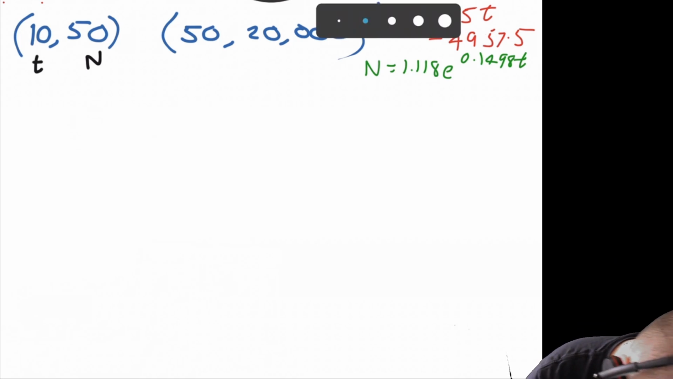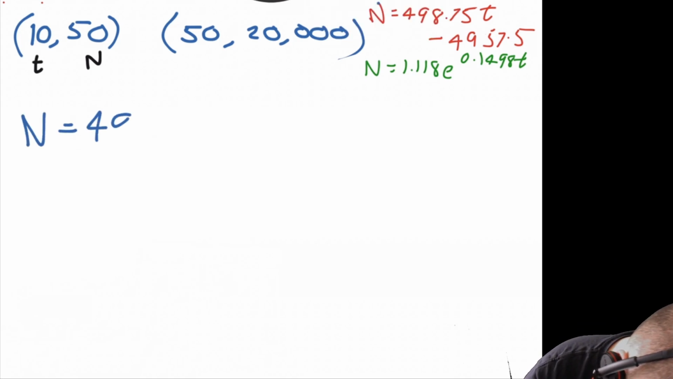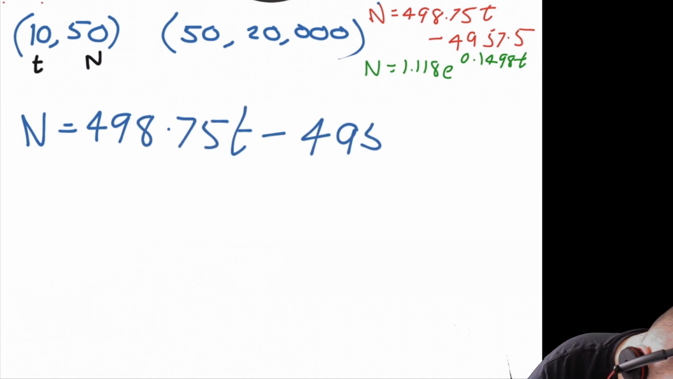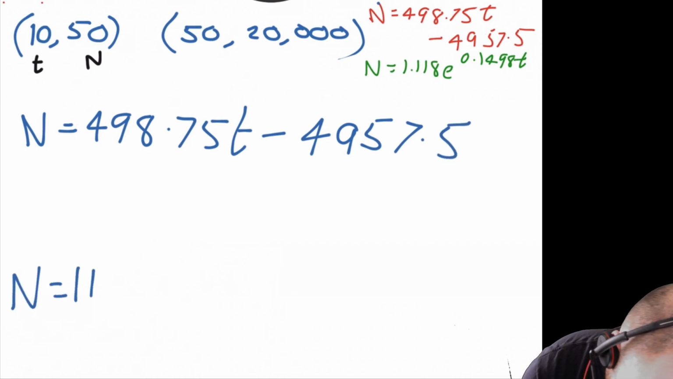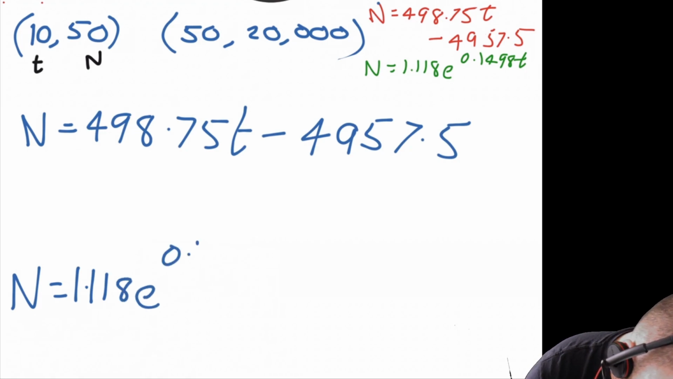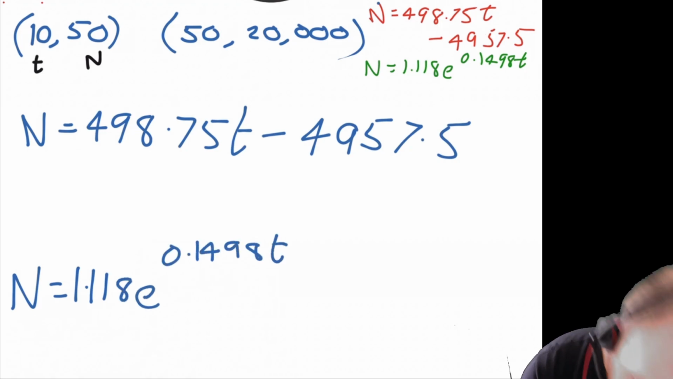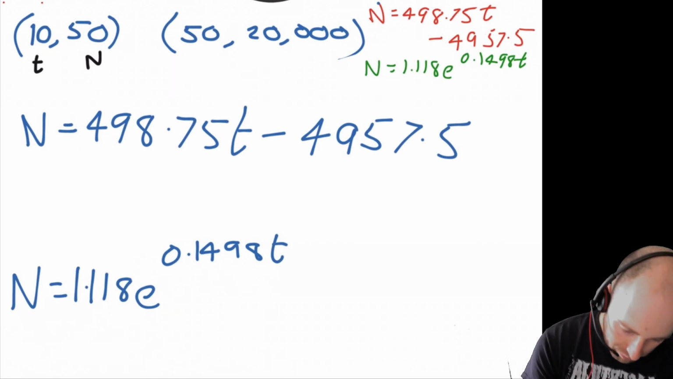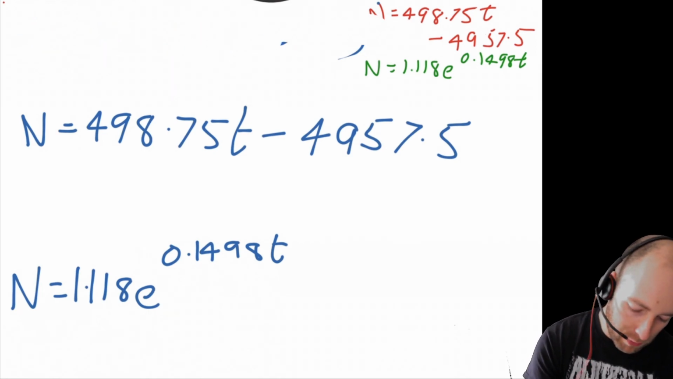So we got n is 498.75t minus 4957.5, and we got n is 1.118 e to the 0.1498t. It's two vastly different models.